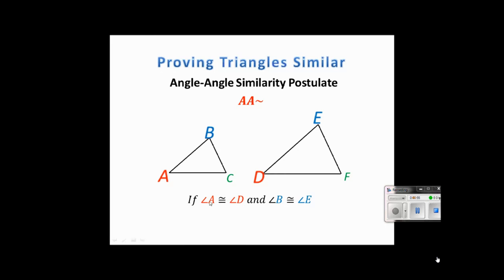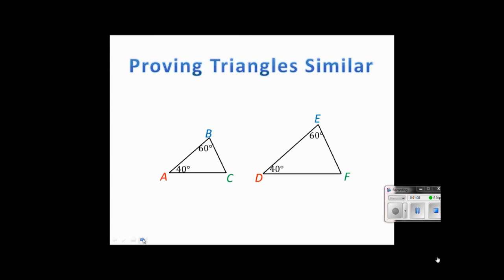So again, putting this together, if A is congruent to D and B is congruent to E, then ABC, or triangle ABC, is similar to triangle DEF. Let's put some numbers in because for a lot of you that will just make more sense. So looking at these same triangles, if I were to put in the actual degree measurements, I can clearly see that A is congruent to D, they're both 40 degrees. B is congruent to E, they're both 60 degrees. That is enough to prove that these triangles are similar, and we would use the two letters AA and then the similar symbol.